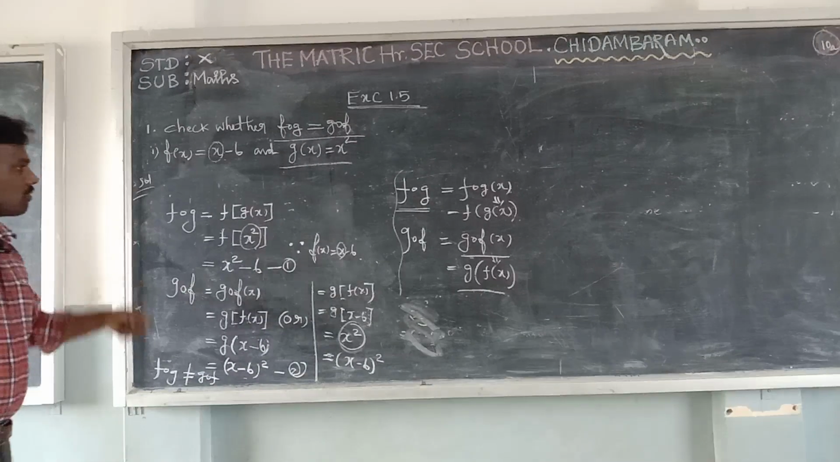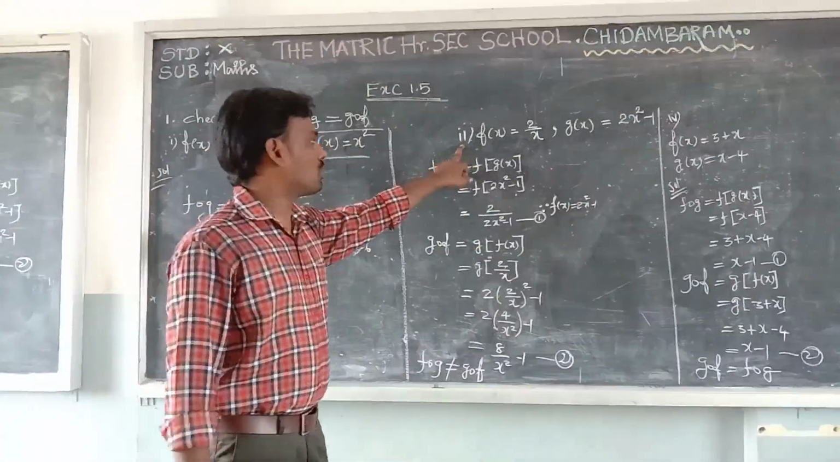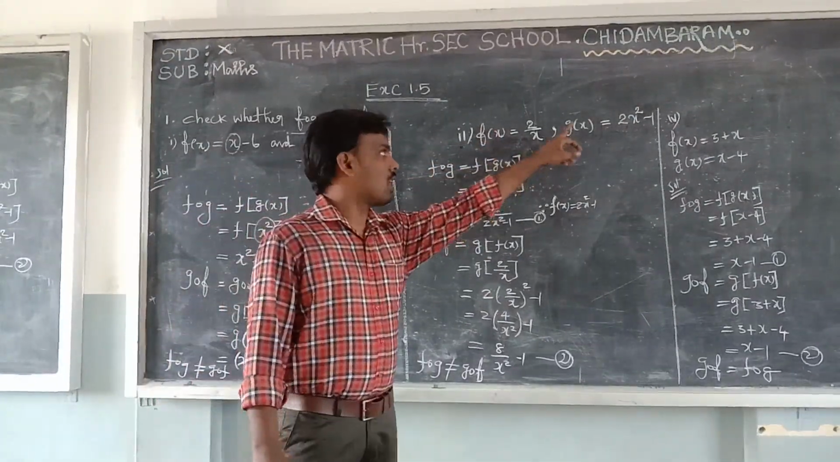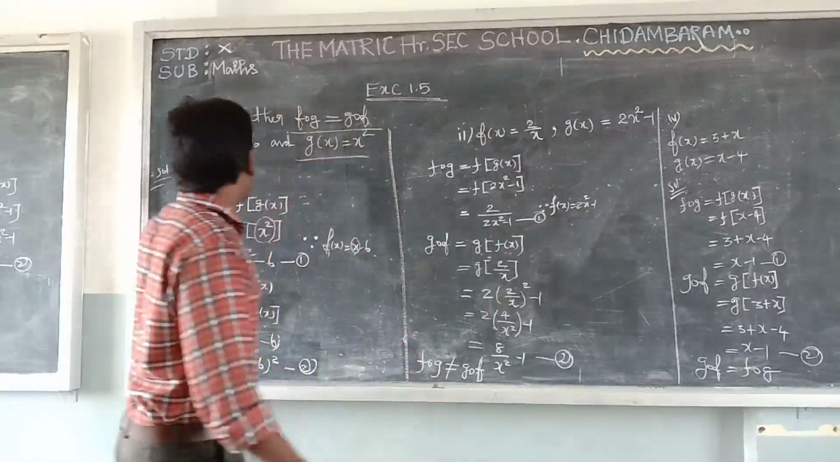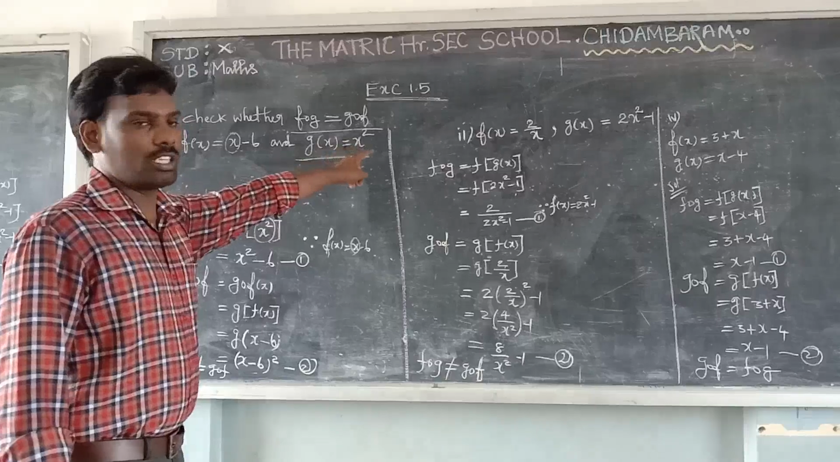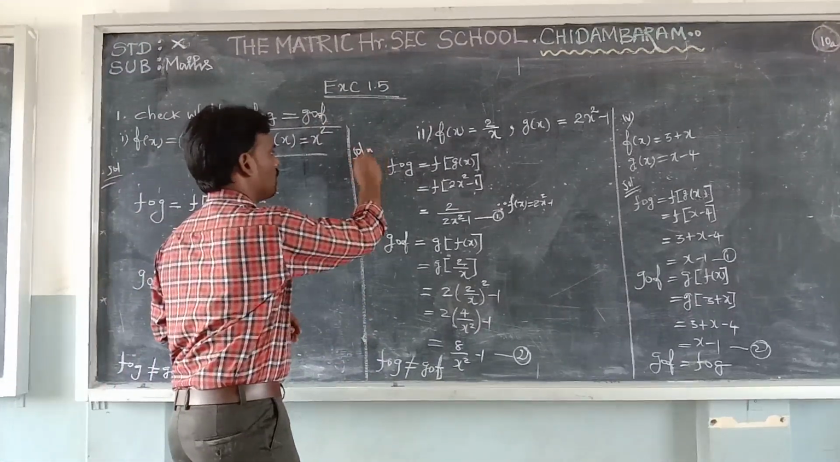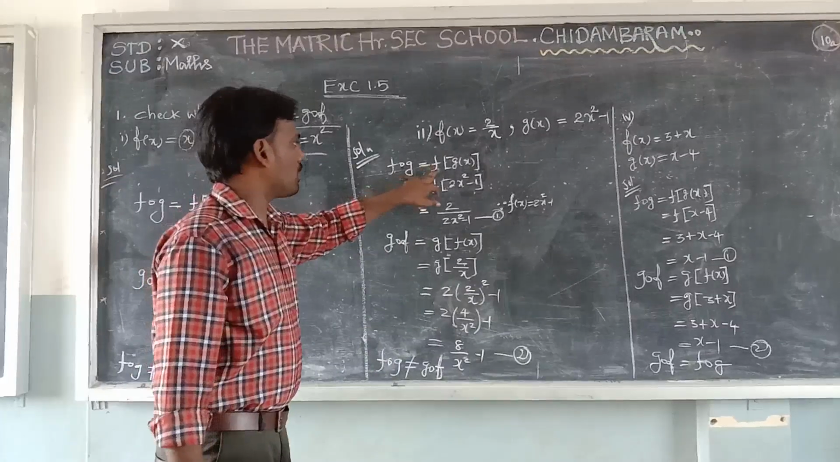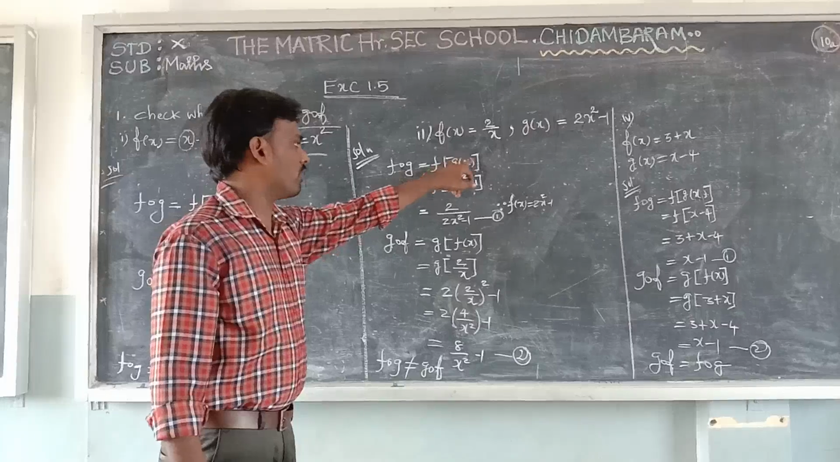Okay. So second question. The second option f of x equal to 2 by x, and another one g of x equal to 2x square minus 1. This is what, check whether f of g equal to g of f. So we know f of g can be written as f of g of x.